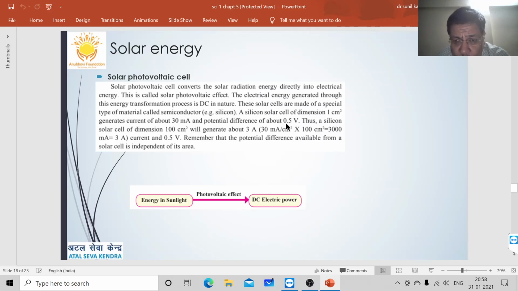Example, silicon. A silicon solar cell of dimension 1 centimeter square can produce electricity of around 30 milliampere and a potential difference of 0.5 volt. Thus, if I increase the dimension to 100 centimeter square, I can produce 3 ampere at a voltage of 0.5 volt. Remember, the potential difference of a solar cell is independent of its area, so the potential difference does not change, the current changes according to dimensions.